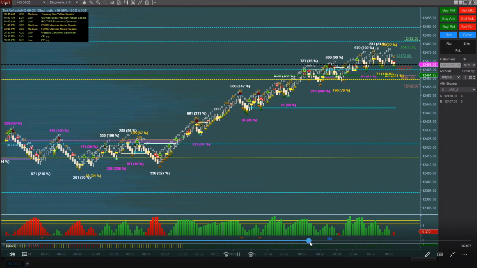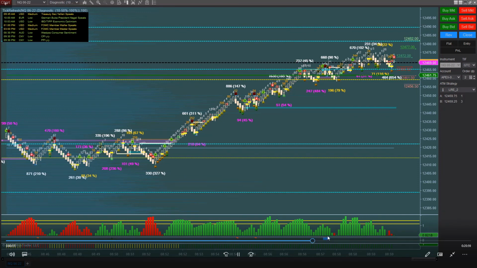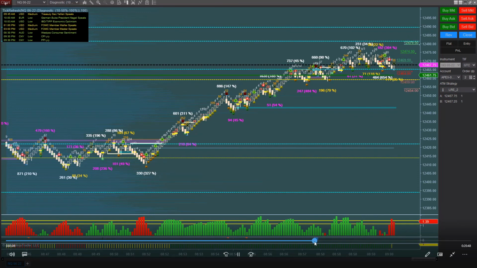Okay, let's fast forward. See, we have it pulling back. Now we have the gap level, ice level, cluster ZOI, all here. So this is a pretty significant area. Okay. Let's fast forward a little bit.